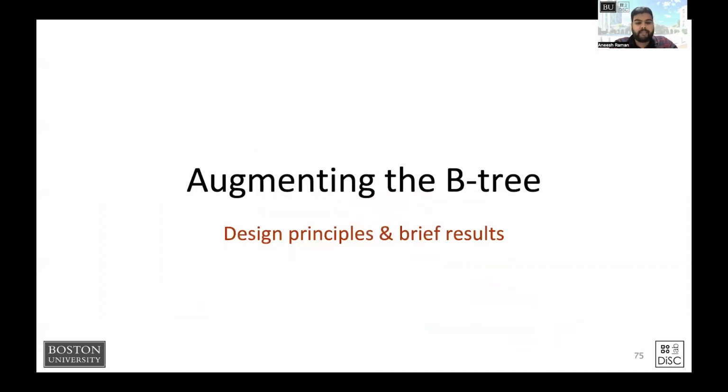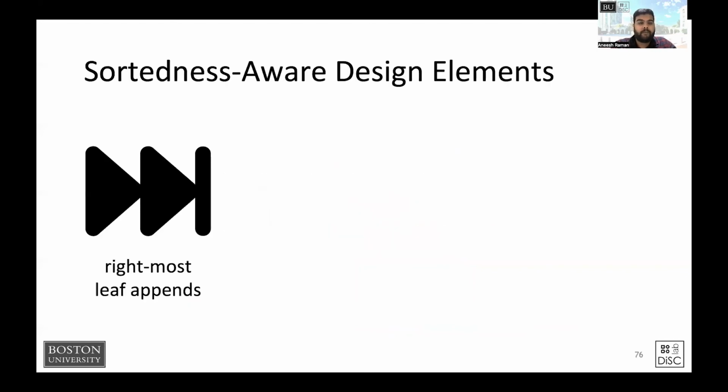So since we spoke about B-trees in this presentation, I would also like to present very briefly our first take on augmenting the B-tree to be sortedness-aware. We propose a few design elements, first and foremost of which is the rightmost leaf appends. This is a fairly intuitive technique where instead of traversing every entry through the root node of a B-tree, if the entry arrives in order, we can directly add it to the tail leaf node of the B-tree and avoid the tree traversal cost. Now, if we have a bunch of entries, we can essentially batch them up to create a new leaf and then append it to the tail leaf of the B-tree, thereby amortizing the cost across a bunch of entries.